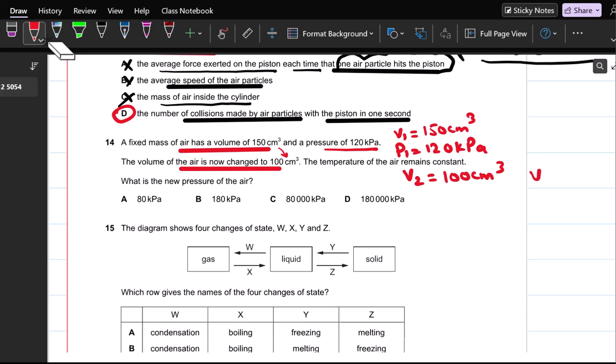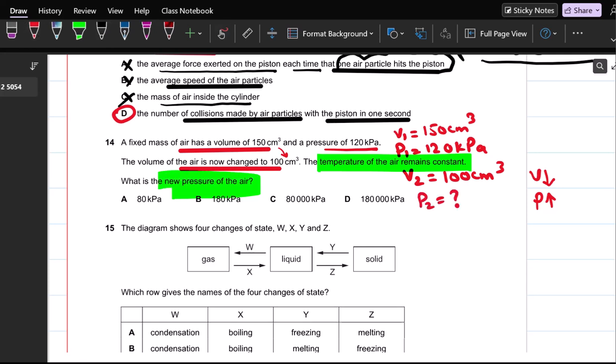When volume reduces, वॉल्यूम कम हो जाए तो प्रेशर क्या हो जाता है, ज्यादा हो जाता है. Temperature is kept constant. You can see temperature is constant. So what is the new pressure here? We have to calculate P2. This is the new pressure. P1 V1 is equal to P2 V2.